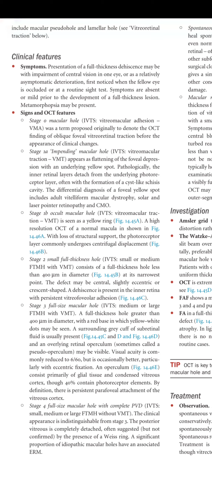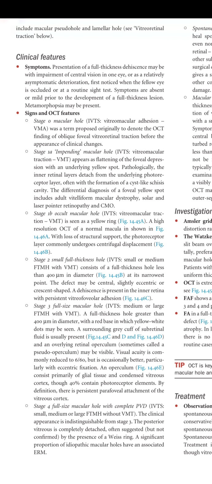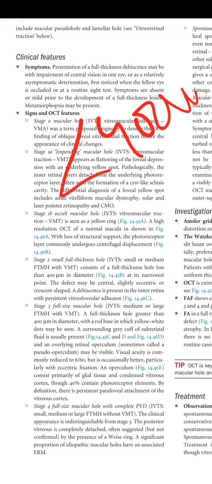So stage 2 is known as a small full thickness macular hole. The small hole is basically when the hole size is less than 400 micrometer in diameter. A small or medium full thickness macular hole with VMT consists of a full thickness hole less than 400 micrometer in diameter at its narrowest point. The defect may be central, slightly eccentric, or crescent shape. A dehiscence is present in the inner retina with persistent vitreofoveolar adhesion.